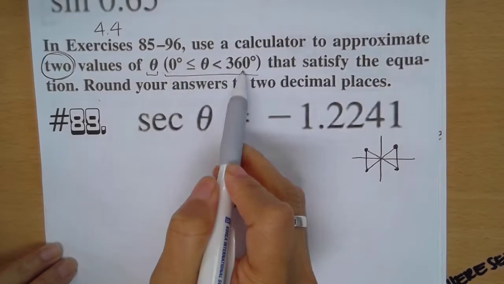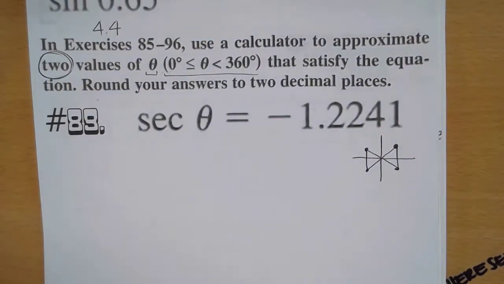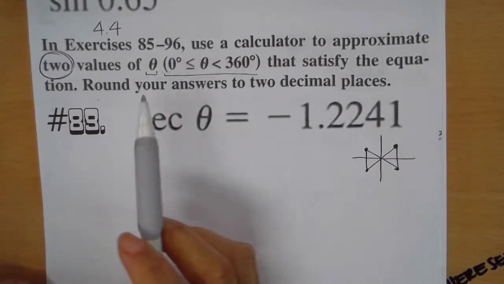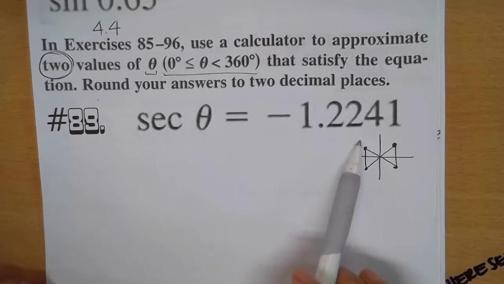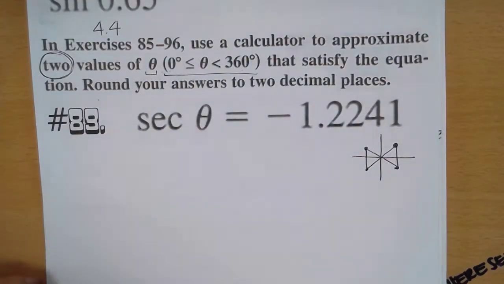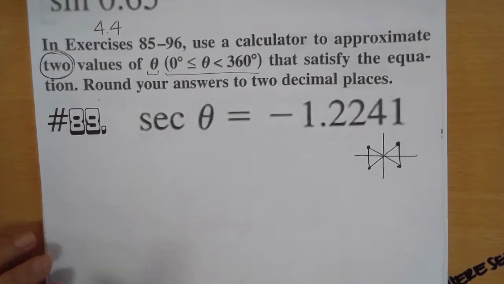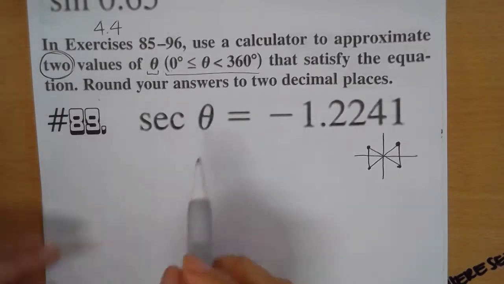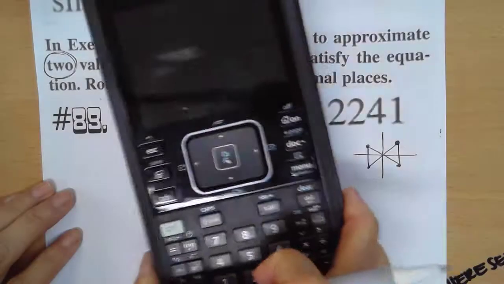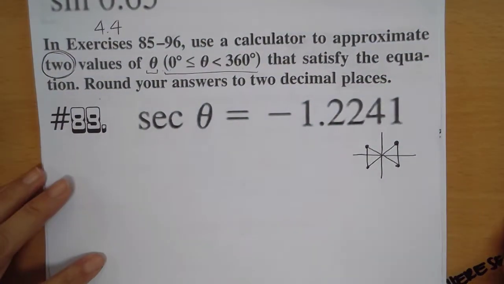Anywhere from 0 to 360, that means I don't want any negative values and I don't want any coterminal angles. We want two angles within this constraint that satisfy the equation. Round your answers to two decimal places. So let's do that, okay?